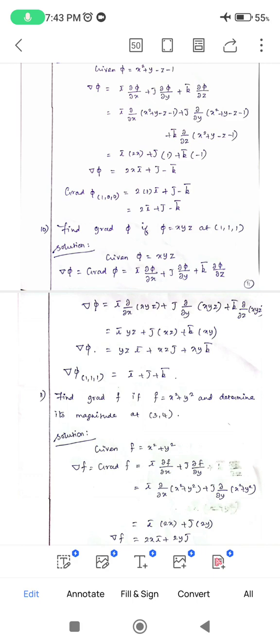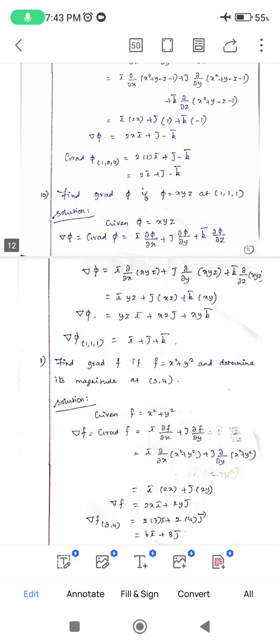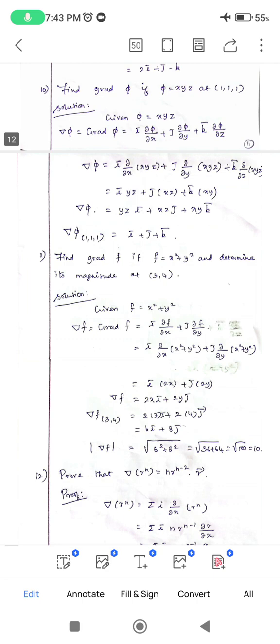And next one, the same problem: find the gradient of phi if phi is equal to xyz at the point (1, 1, 1). Given phi is equal to xyz. So del phi is the gradient of phi. It can be written as i into ∂phi/∂x plus j into ∂phi/∂y plus k into ∂phi/∂z. So del phi, with phi equal to xyz, we get yz i vector plus xz j vector plus xy k vector. Here x value is 1, y value is 1 and z value is 1. Applying here, we get del phi is equal to i vector plus j vector plus k vector.